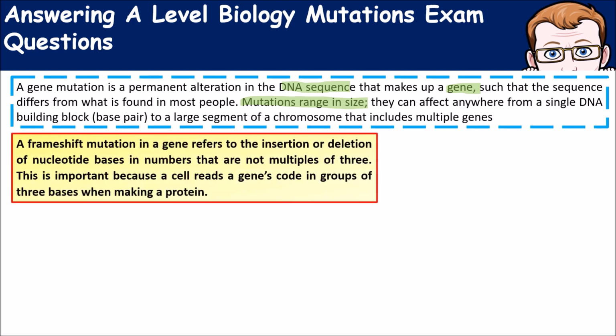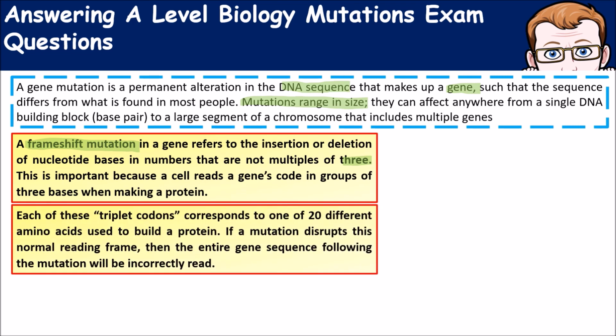When thinking about mutations, a frame shift mutation, quite importantly, in a gene refers to the insertion or deletion of nucleotide bases in numbers that are not multiples of 3. Remember, 3 nucleotides make up a codon. This is important because the cell reads the code in groups of 3 bases when it's making protein. Each of these triplet codons corresponds to around 20 different amino acids that build up proteins.